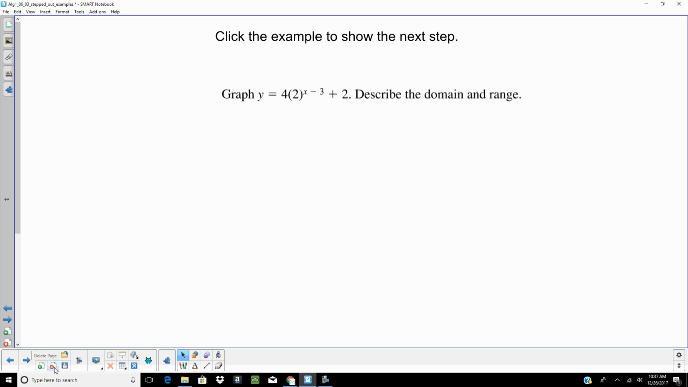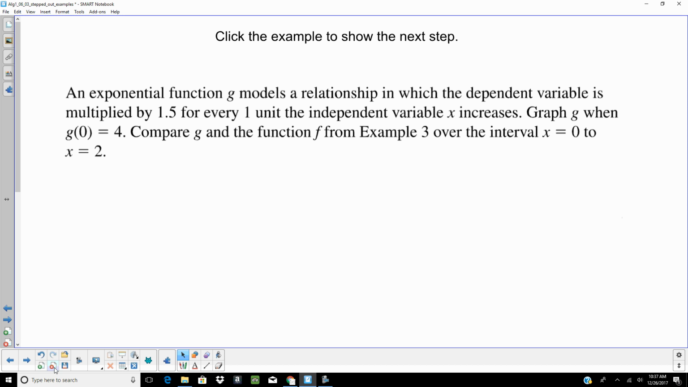Actually, we're going to skip this example, but I like this one right here. An exponential function g models a relationship in which the dependent variable is multiplied by 1.5 for every 1 unit the independent variable x increases. I don't know about you. I read that and that sounds a little bit confusing. But then they tell us g of 0 is 4, so they're giving us an ordered pair.